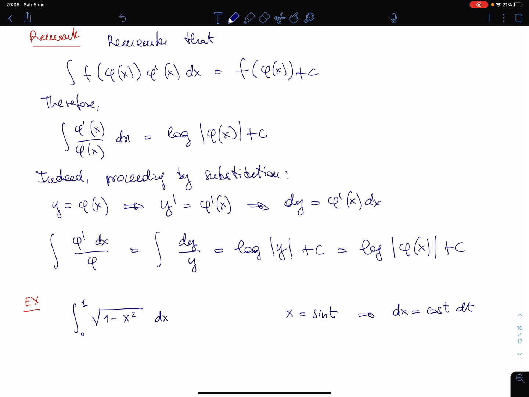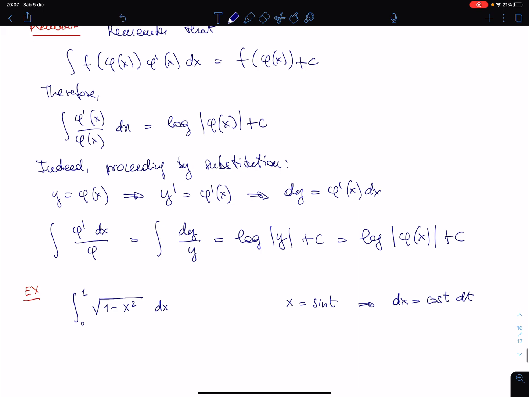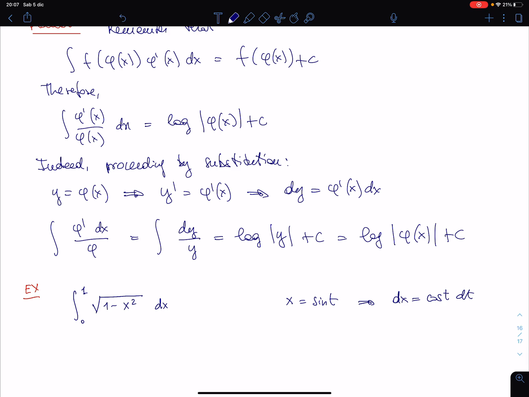It is possible to act like that. It is convenient to decide an interval for t, and since x goes from 0 to 1, here you can choose t to belong to 0, pi over 2. Since the sine is periodic, you could also use some other interval, but this is the easiest one, so this is what we suggest.